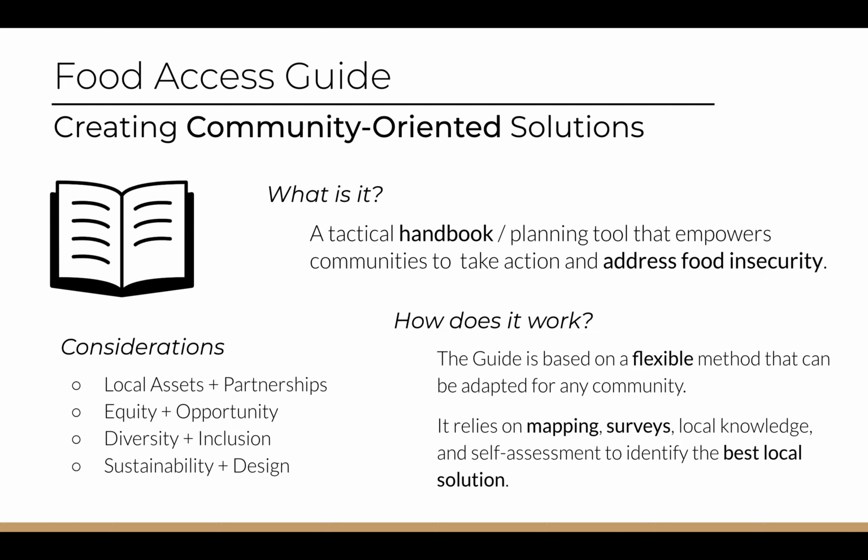So this food access guide is for creating community-oriented solutions. It's really a tactical handbook and a planning tool that empowers communities to take action. It's based on a flexible method that can be adapted for any community's needs or unique characteristics that they want to build on or highlight. The method is based on mapping, surveys, local knowledge, local self-reflection and self-assessment in order to identify the best solution customized to that community's needs.